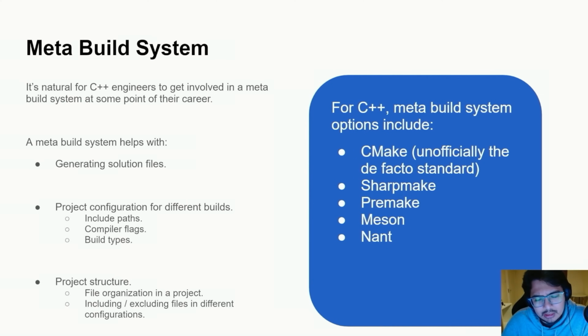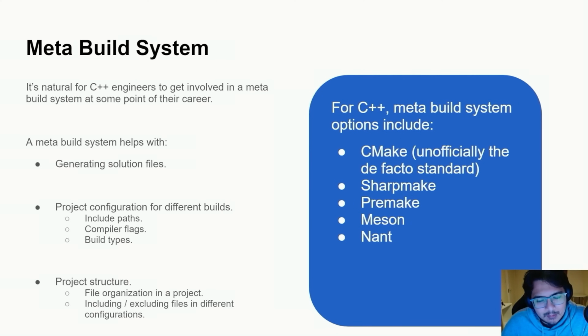Depending on the different builds, you can have different include paths. You could have different compiler flags. You could even customize certain build types, right? You don't have to restrict yourself to debug or release builds. You can have release builds with debug symbols. You can have partially optimized release builds or partially optimized debug builds, in case your program runs really slow in debug, which is the case with most games.